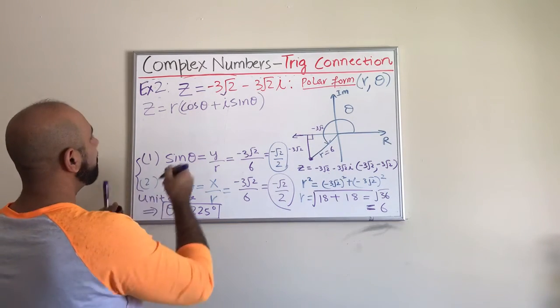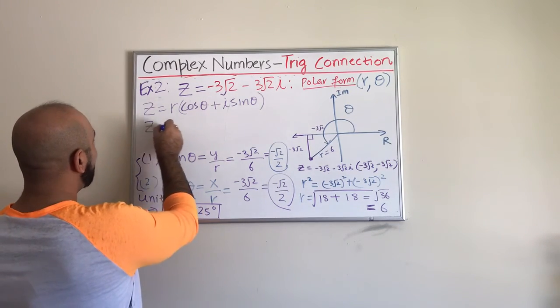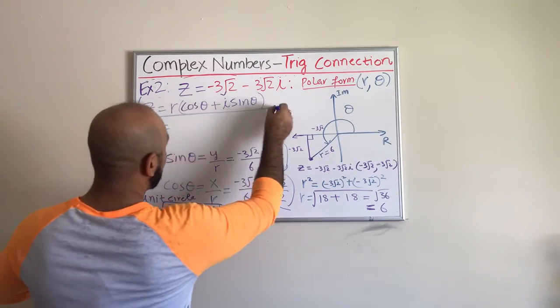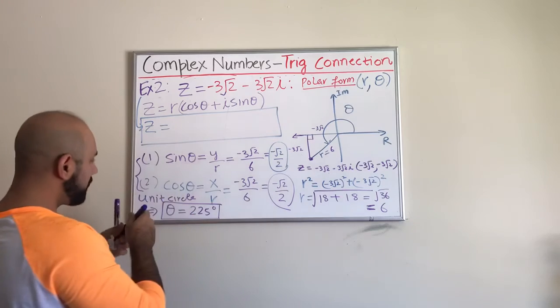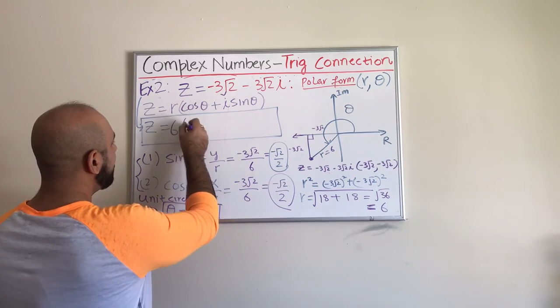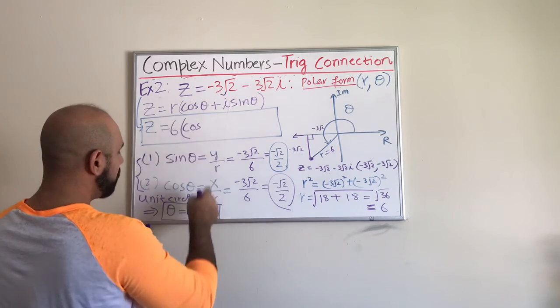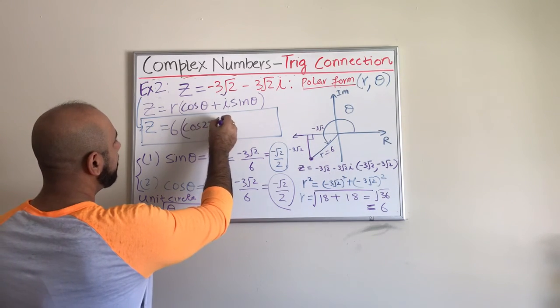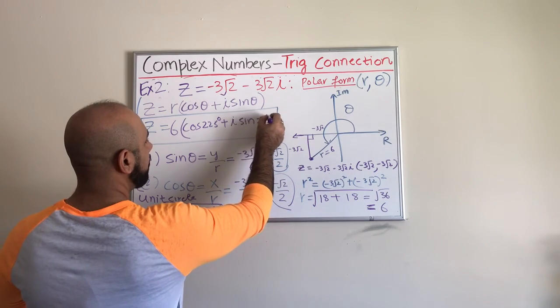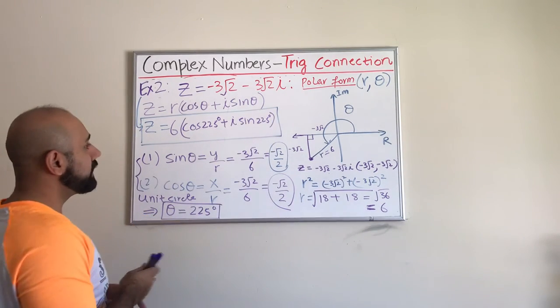And now we have our value for theta and r. So our answer for this example would be, and let us put that in a box. This is going to be r, what is r? 6. Okay, got to write 6. And then there's cosine of 225 degrees plus i sine of the same thing, sine of 225 degrees. This would be the polar form for this example.